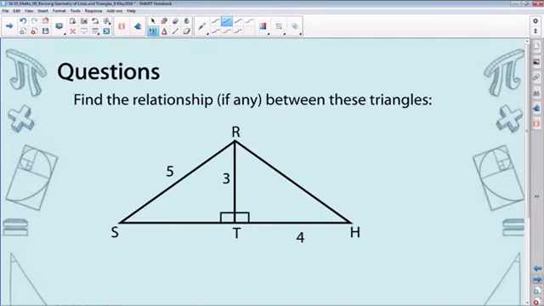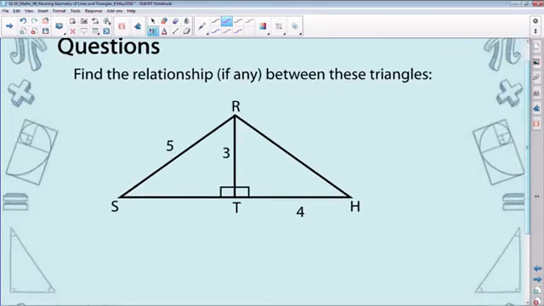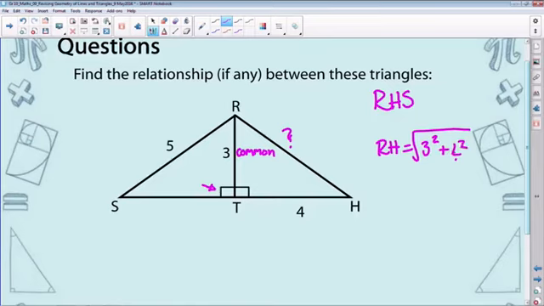Now let's see the next question. Find the relationships, if any, between these triangles. Once again, a right angle. And then I've got a shared side. So this is common. But the shortcut says right angle, hypotenuse, and side. I don't know the value of this hypotenuse. Can I calculate it? Yes, of course I can. I can say RH is equal to the square root of 3 squared plus 4 squared. Which means that RH is equal to 5. Well, that's very nice because now it means that I've got two equal sides.